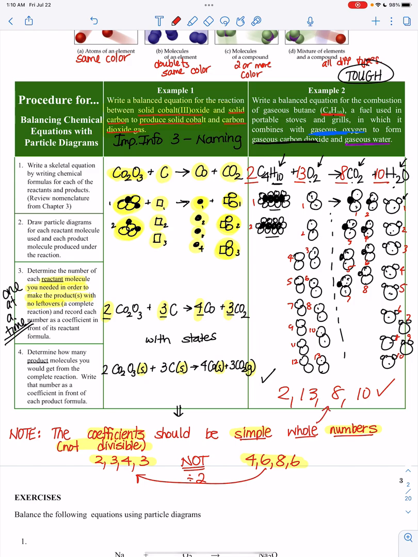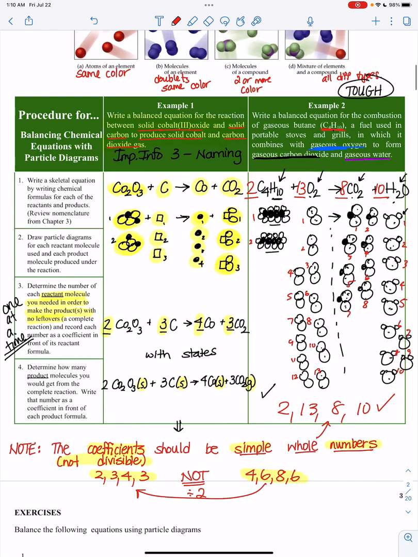form. I cannot divide that by any common multiple, so we are good. This is the correct answer. 2 C4H10 plus 13 O2 yields 8 CO2 plus 10 H2O.